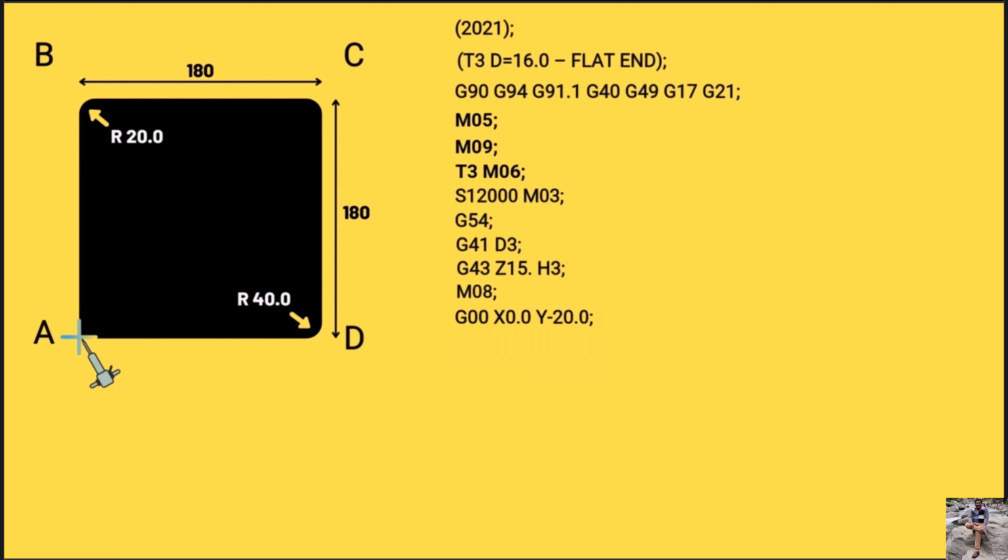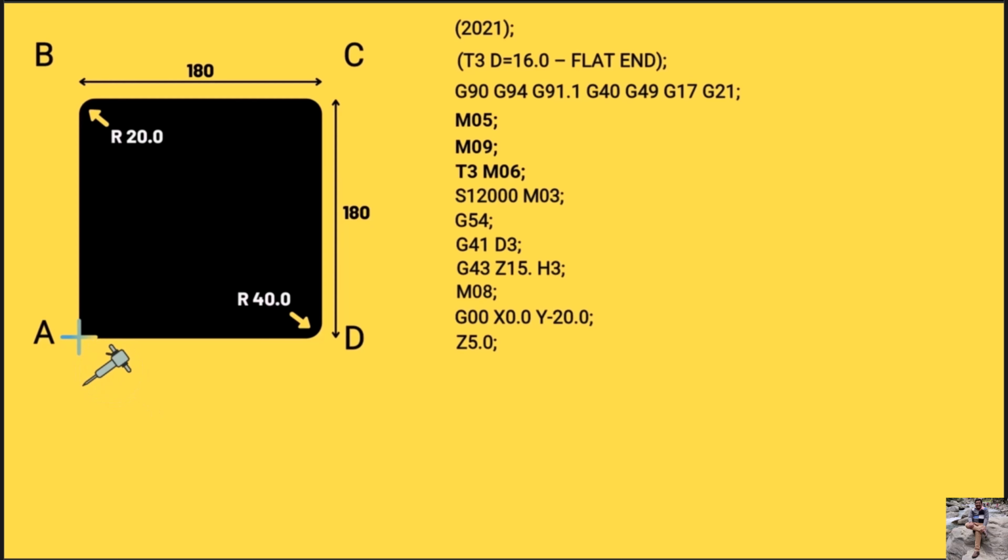Now we get to our first line where we start moving the cutter. The G00 is the rapid traverse command, which moves the cutter in the fastest possible way to our position of X equal to 0 and Y equal to -20. Now you might be wondering why there is a minus sign for the Y-axis. This is because we wish to start away from the component as we bring the cutter in.